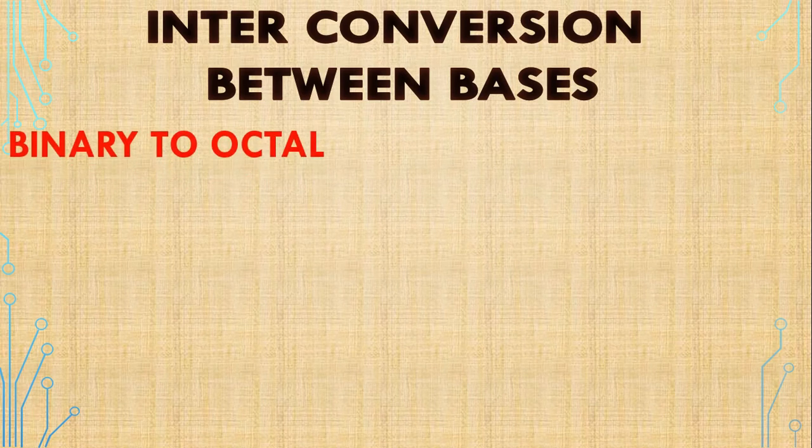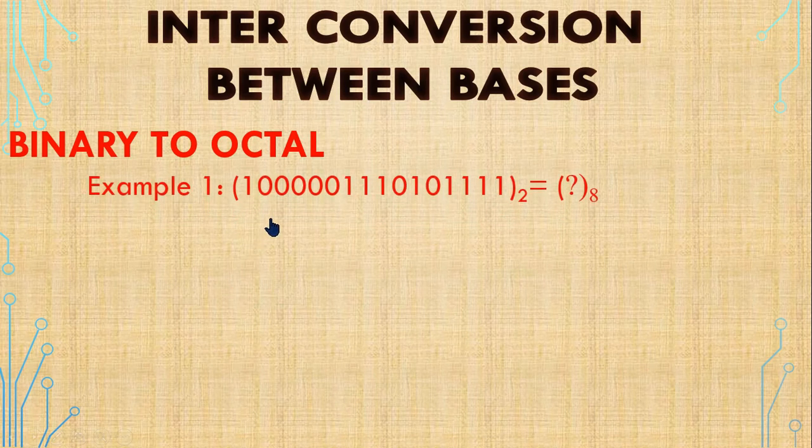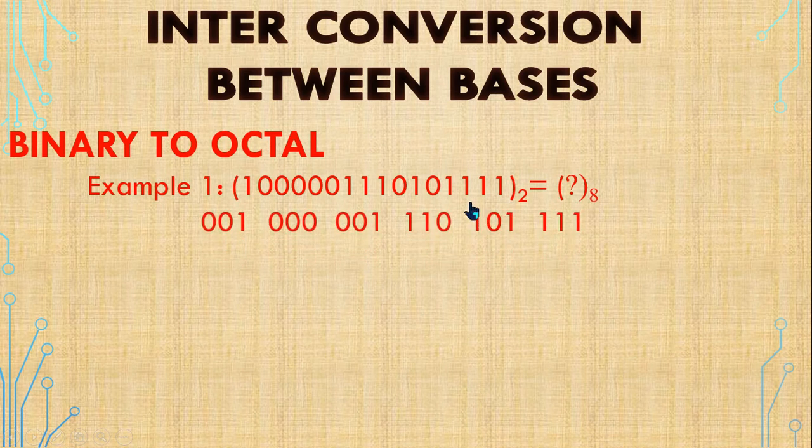Now, if we want to convert from binary to octal, for example, we have all of these binary numbers here. We want to convert this to base 8. How therefore do we go about it? Now we group them in 3 parts. That is, we take the digits and group them in 3s.